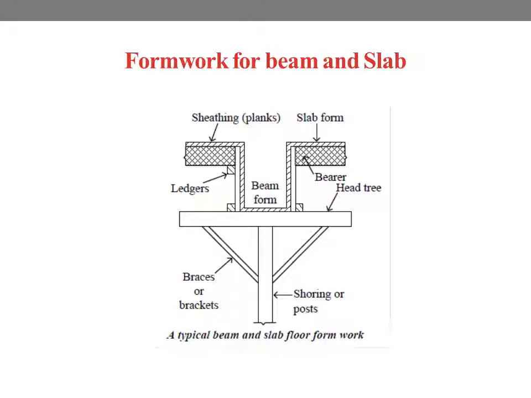The sheeting consists of plywood or timber planks. Here you could see the sheetings. The beam form is supported on head tree. Side forms are held in place by ledger strips. The vertical posts or shores, braces, lateral supports, etc. provide a strong centering to beam and slab floor forms to bear all the loads acting upon it. Here you could see in the picture the planks, the beam form, the slab form, the head tree, ledgers, braces and shorings.